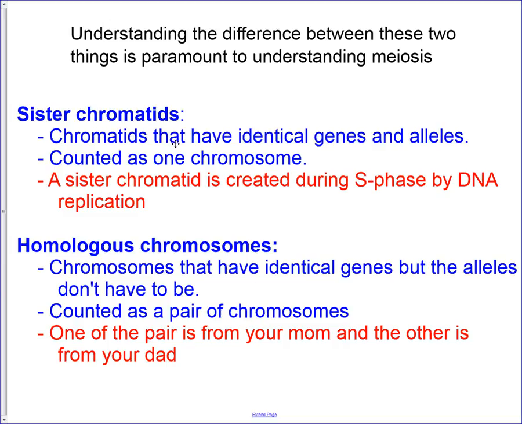Understanding the difference between sister chromatids and homologous pairs is paramount to understanding how meiosis works. It's super, super critical. So make sure you fully understand what a sister chromatid looks like and what a homologous chromosome looks like. Another giveaway is that sister chromatids are always attached by a centromere, so they're kind of bow tied together. Homologous pairs are not. They're just near each other and they look similar.